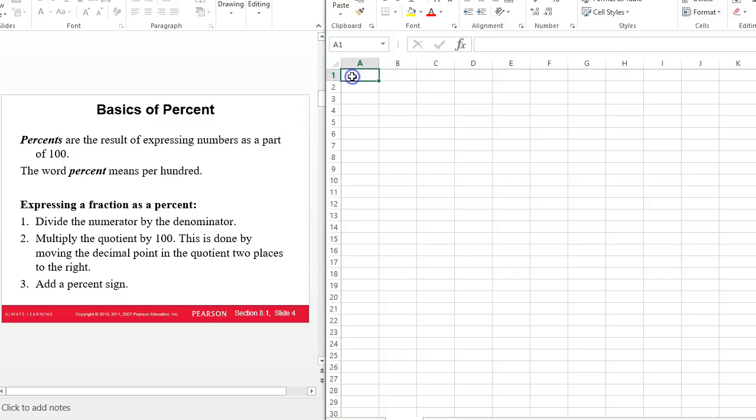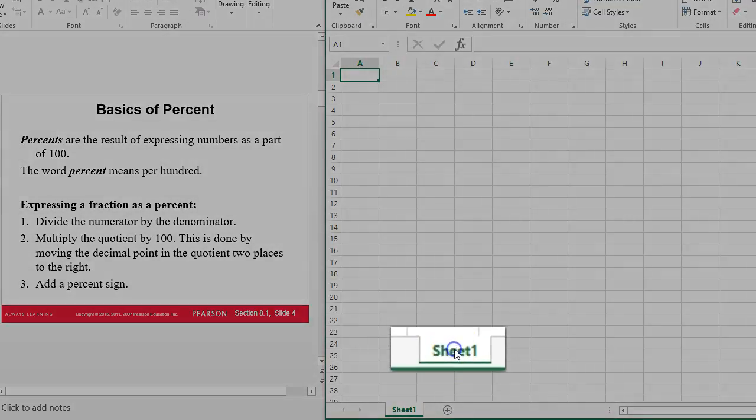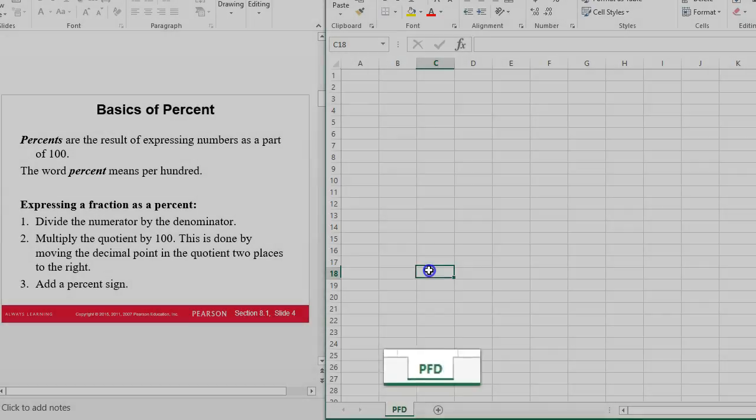So up here at the very top in A1, I'm going to call this first sheet. Let me bring this up from the bottom. Instead of Sheet 1, I'm going to call it PFD, percents, fractions, and decimals.